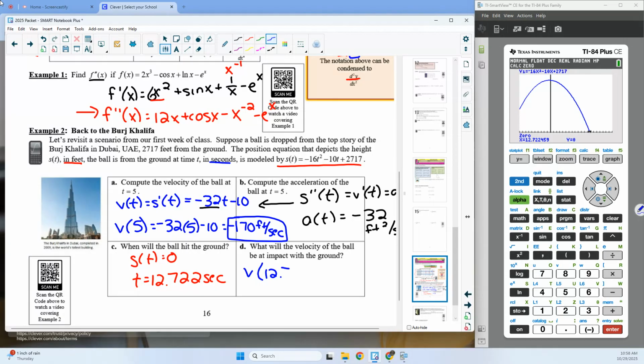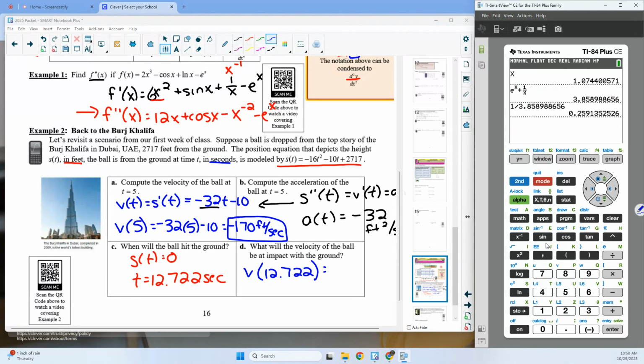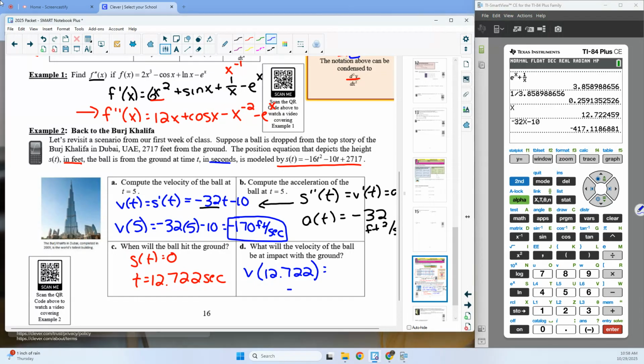So v of 12.722. I could do that on my calculator since I have a decimal. Reminder that we have the x value here, so I can type the x in, and I have that number. So I have negative 32 times the x value minus 10. And I get that the velocity is negative 417.119 feet per second at that moment.